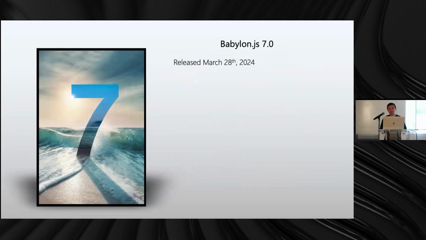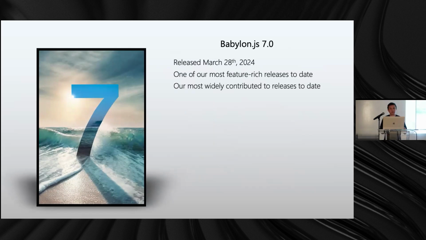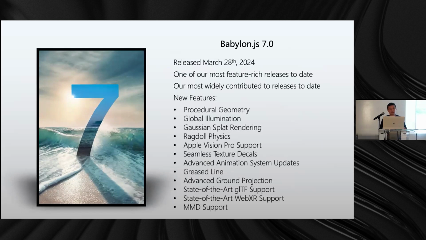So Babylon 7 was released early this year on March 28th. And it is one of the most feature-rich releases to date. It had many, many different contributions from the community. So here's that list. We have things like global illumination, ragdoll physics, grease line, things like that. And I'm going to try and demo some of these live for you today.